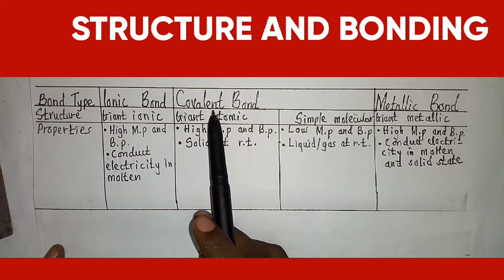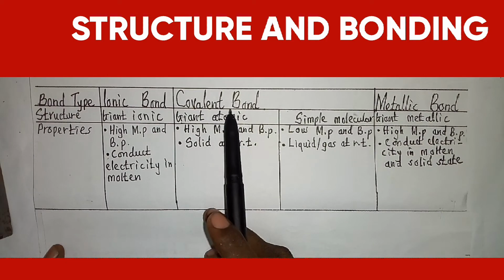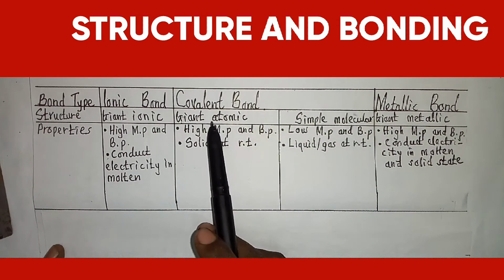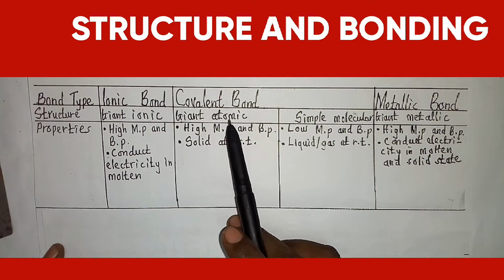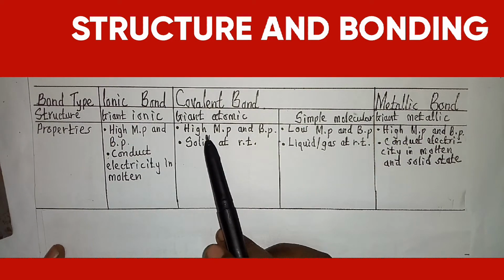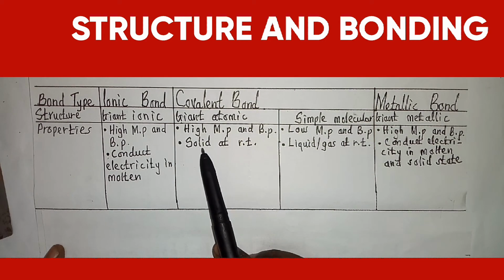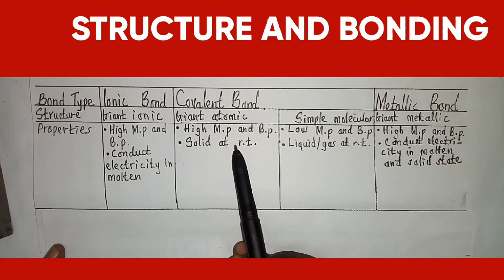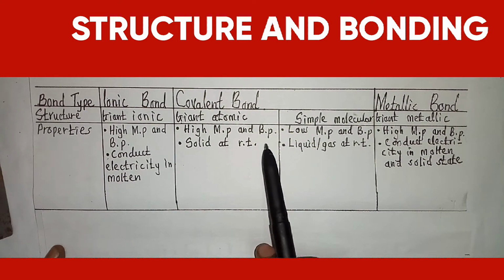Now, when you come to covalent bonds, where the nonmetals combine, it forms covalent compounds which have either giant atomic structure or simple molecular structure. Compounds which have giant atomic structure include carbon, silicon, silicon dioxide, graphite, and diamond. Those compounds have high melting and boiling points because of the strong covalent bonds which require a lot of energy to break. The same compounds are solid at room temperature, again because of the strong covalent bonds which require a lot of energy to break.